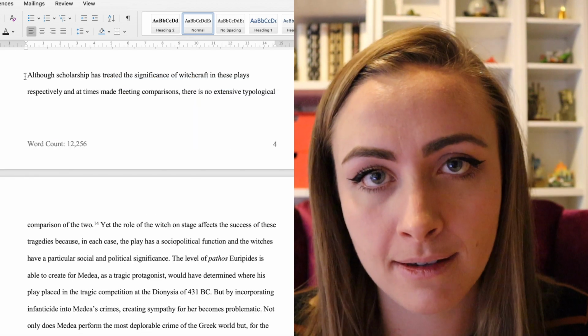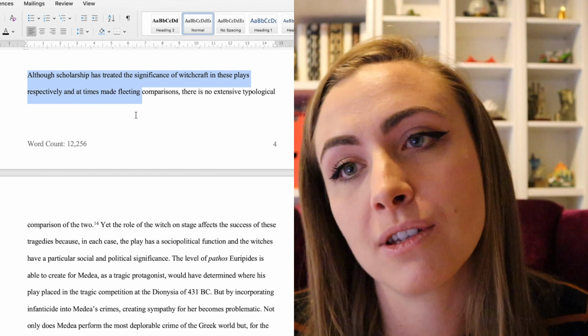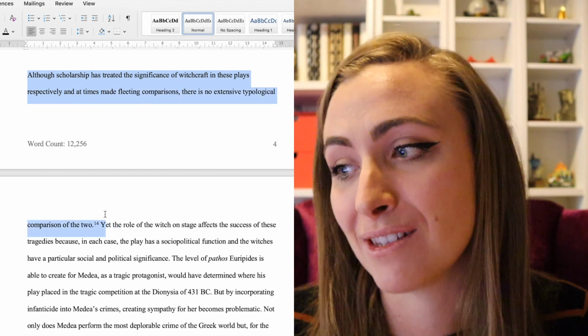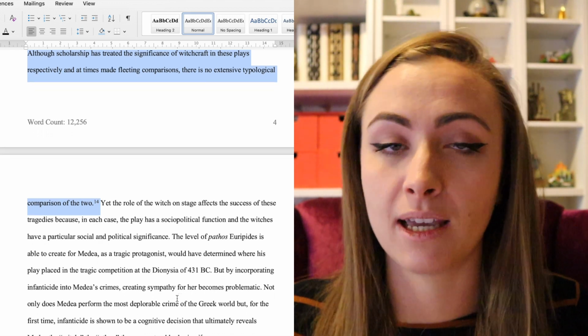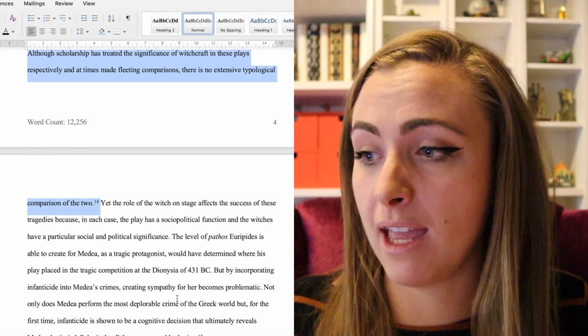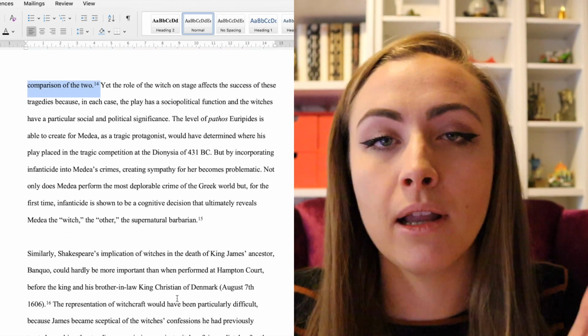What has everyone else had to say about this? Where do you fit in? So for me, although scholarship has treated the significance of witchcraft in these plays respectively, and at times made really fleeting comparisons, some people do compare them such as a sentence, there is no extensive typological comparison of the two. So I'm committing a huge word count to comparing the two, which is something that other people haven't done yet.